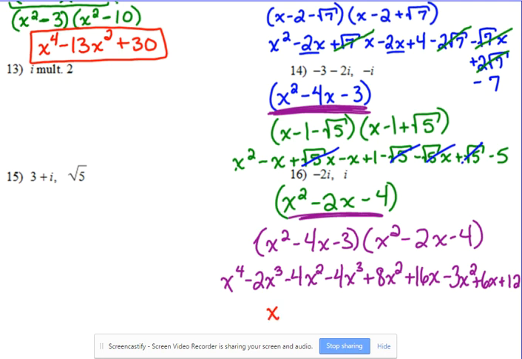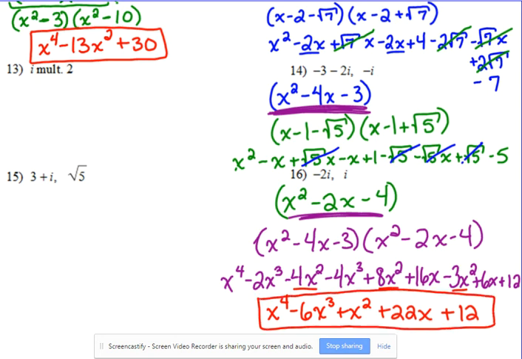Last thing, almost there, combine like terms. X to the 4th minus 6x cubed. We've got a bunch of x squares. Let me underline them so I don't lose them. Minus 4 plus 8 is plus 4. Minus 3 is plus 1. X is 16 and 6, so 22x plus 12. Woo! We made it.